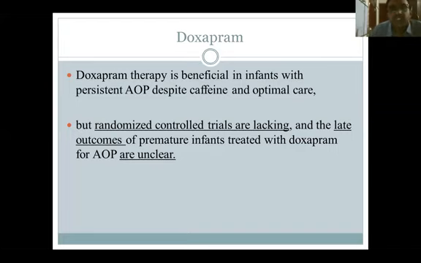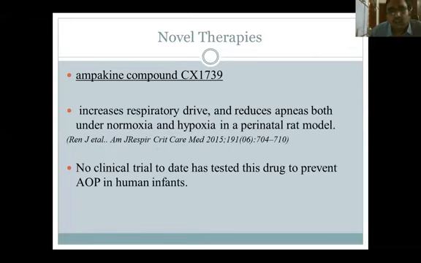And the last one is a recent compound that has been found. It is still not in human trials. It increases the respiratory drive and reduces apnea, under both normoxia and hypoxia, in the perinatal rat model. It has a promising result in the perinatal period. Still, there is no clinical trial data testing the drug to prevent apnea in human infants.